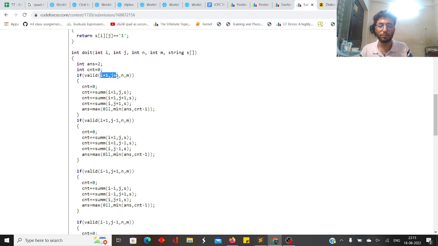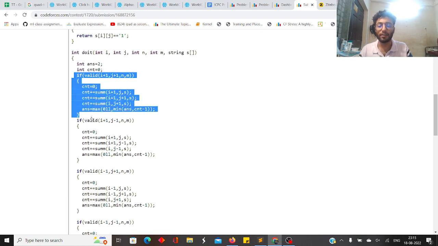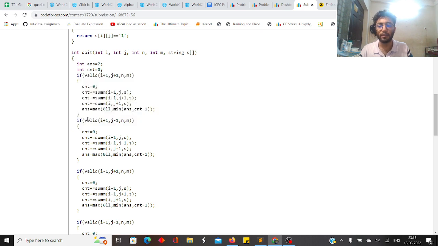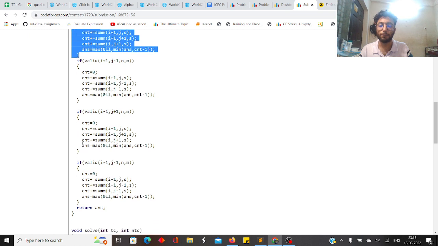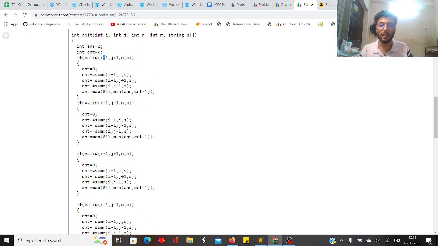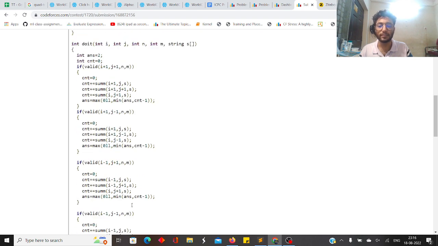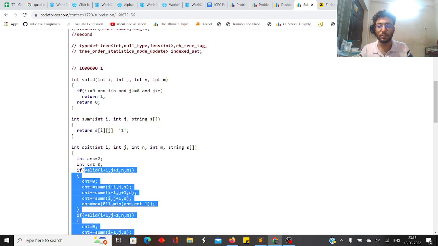So I check for i plus 1, j plus 1. This is basically casework. I try for all the possible L-shaped elements. I've not written this code again and again. I've written the logic once, and I've copy pasted it just 4 times. I just changed i plus 1, j plus 1 to i plus 1, j minus 1, i minus 1, j plus 1, and i minus 1, j minus 1. So this is not very hectic code, but my implementation is a bit longer.